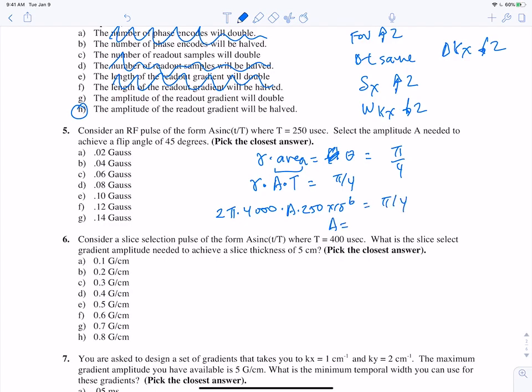And if you solve for that, you get 0.125 Gauss. Okay, so F would be the closest answer. So the key concept there is gamma times area is the flip angle.